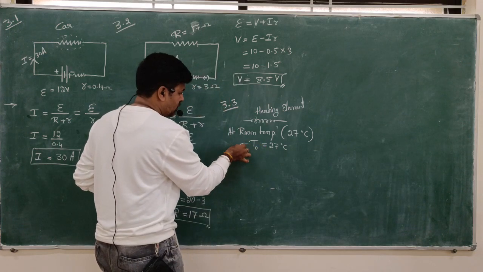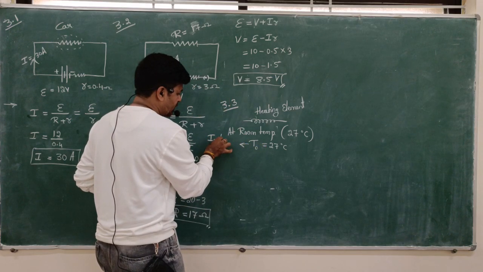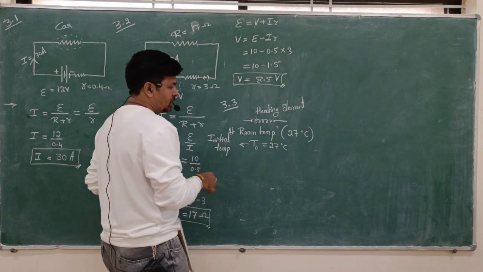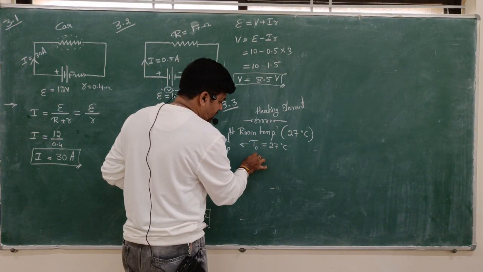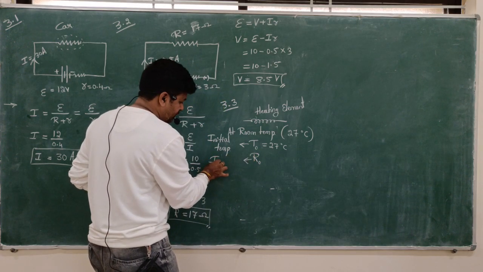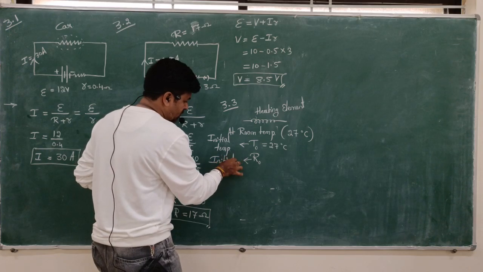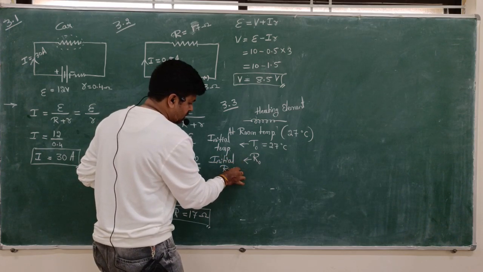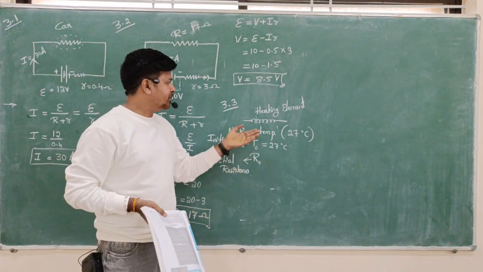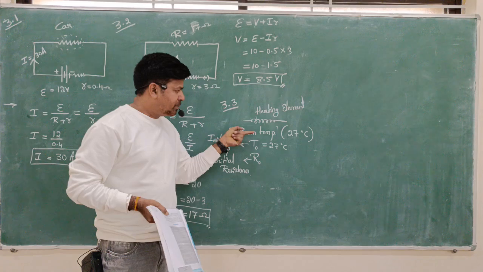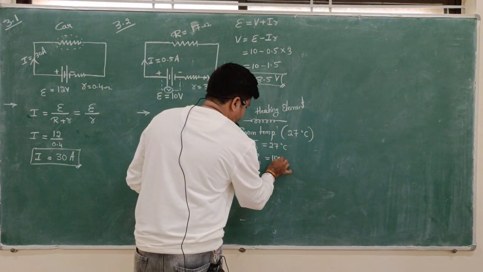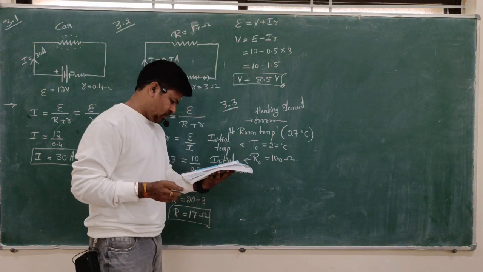T0 stands for the initial temperature. At this initial temperature, R0 stands for the initial resistance. So the heating element at room temperature has a resistance of 100 ohm.